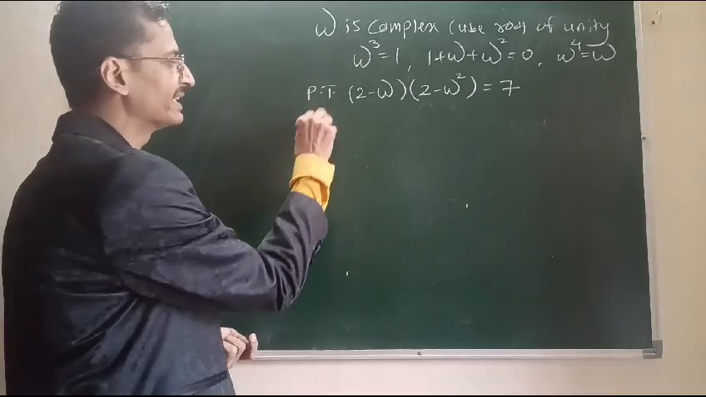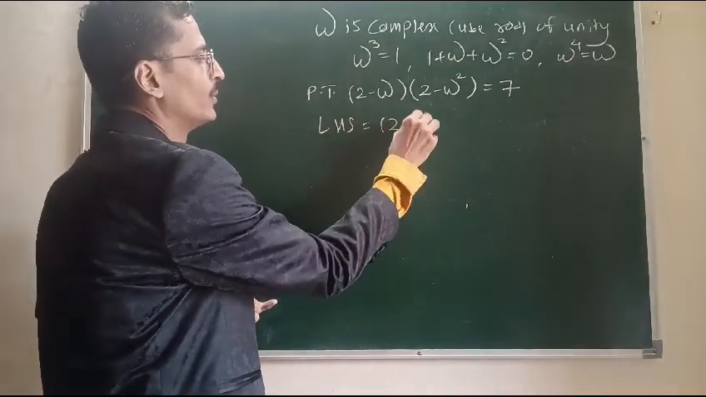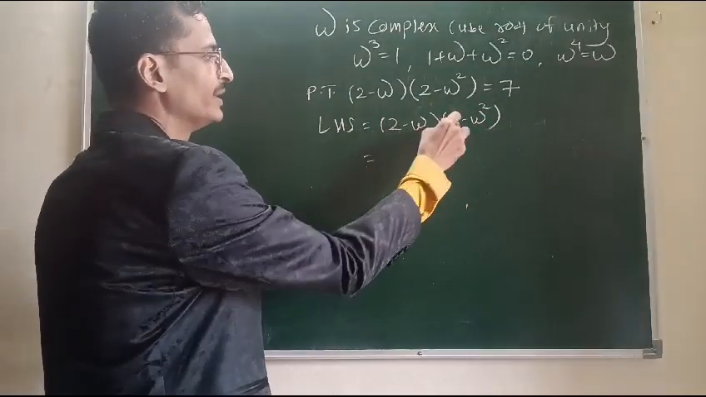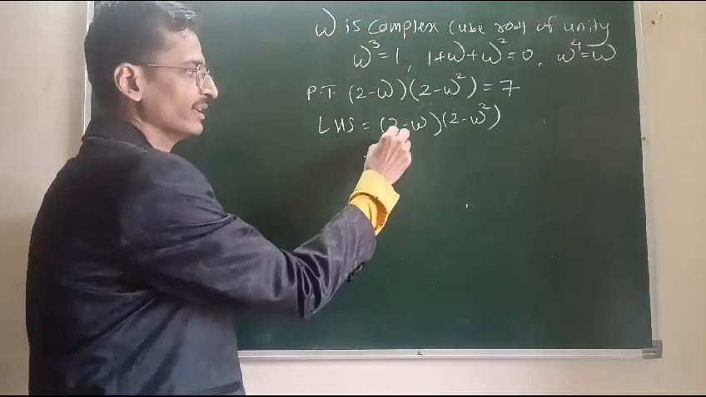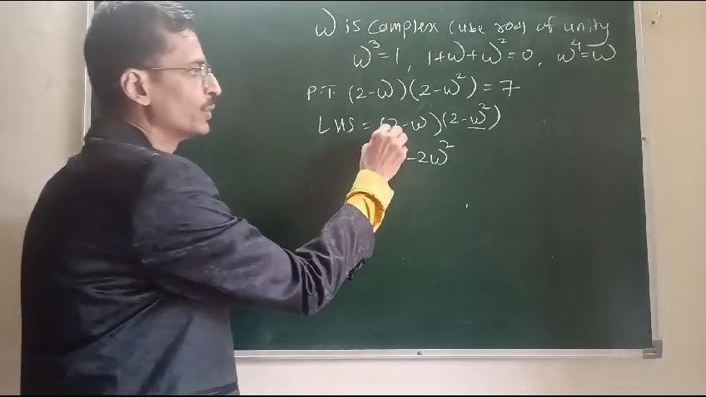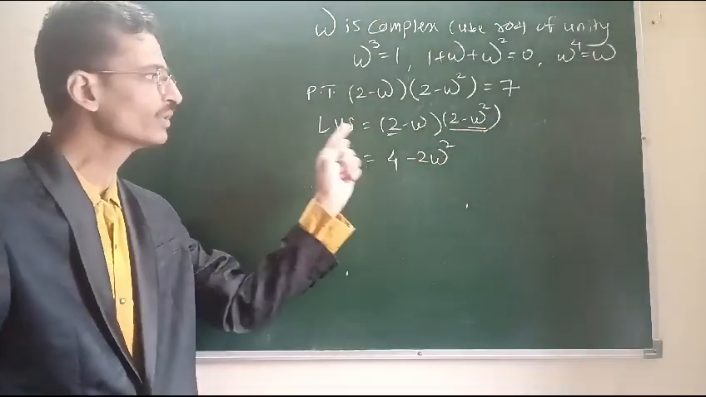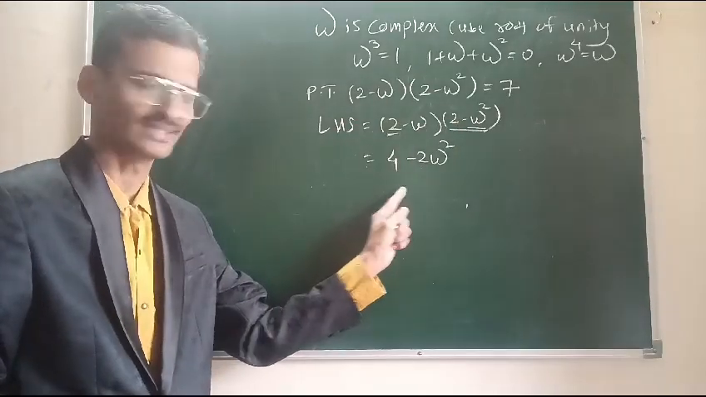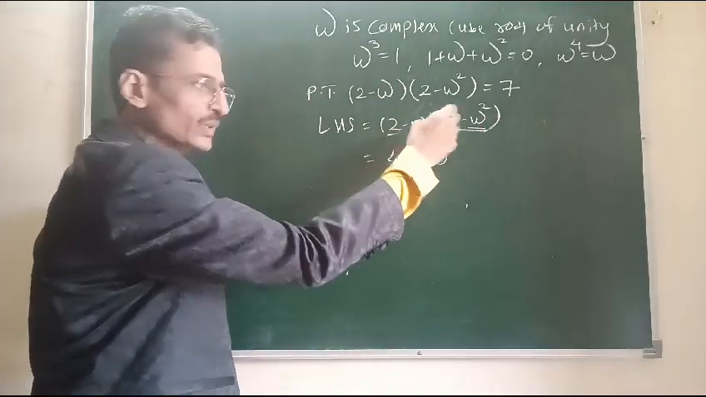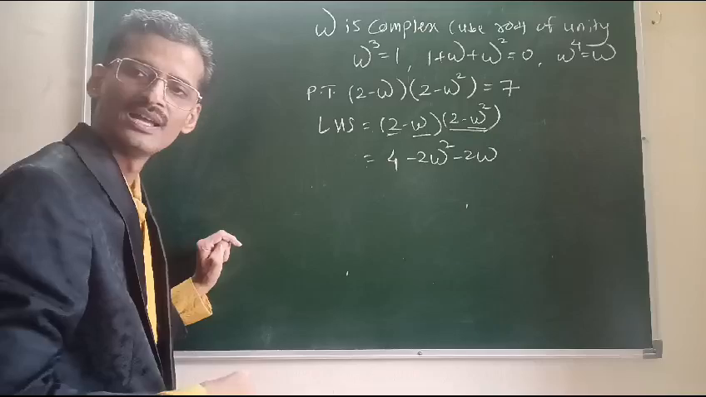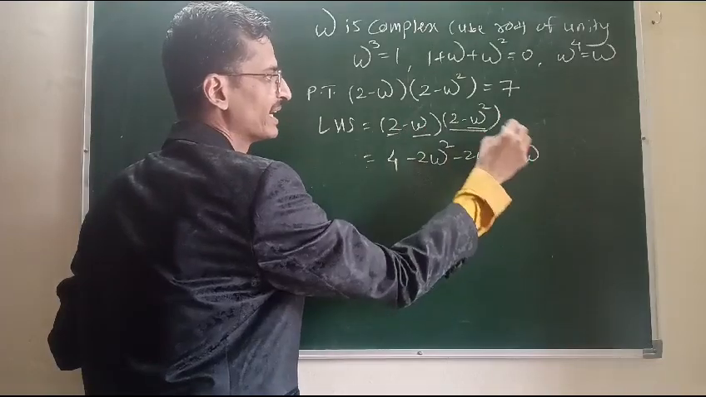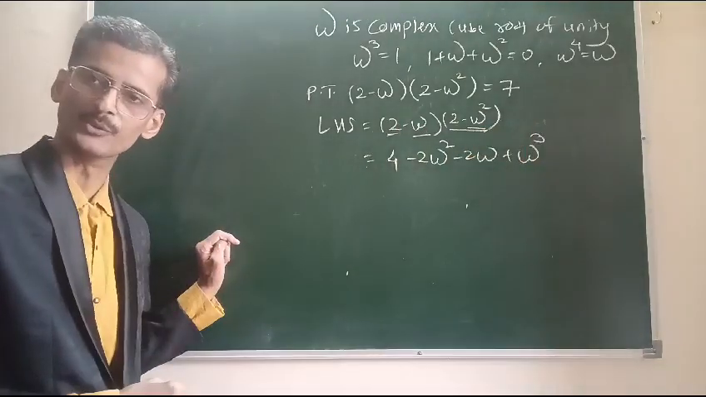Okay, so let us start with LHS. 2 minus omega into 2 minus omega square. So 2 into 2 is 4. Then 2 into minus omega square, minus 2 omega square. Okay, so 2 into this bracket, 2 into 2, 4 minus 2 omega square. Minus omega into this bracket now. So minus omega into 2, that is minus 2 omega. And minus omega into minus omega square, minus minus plus, omega into omega square is omega cube.